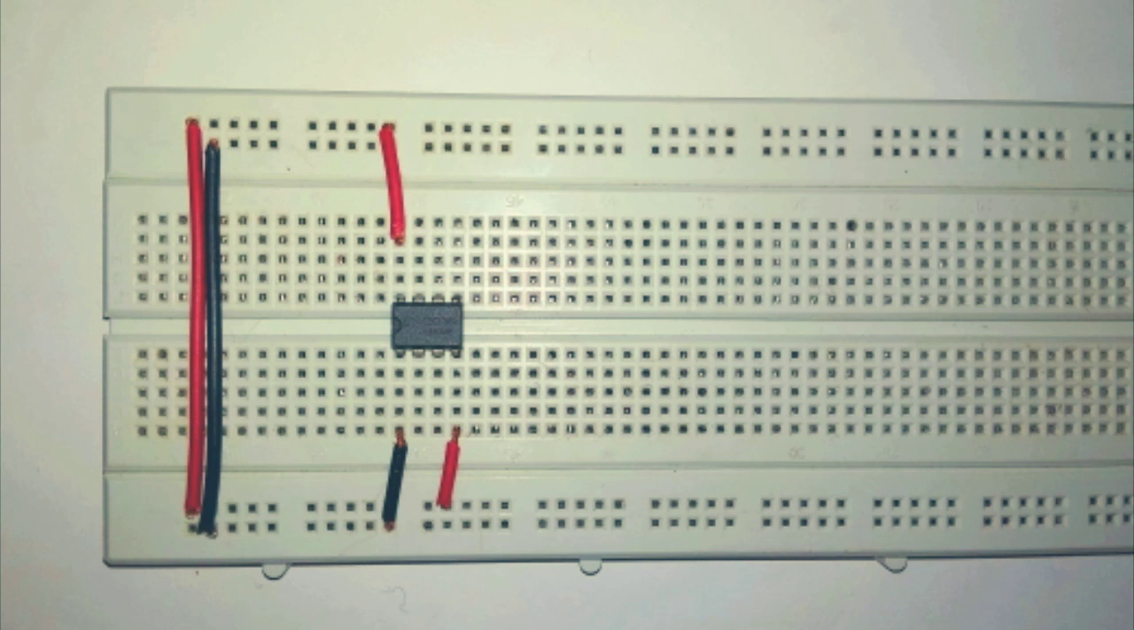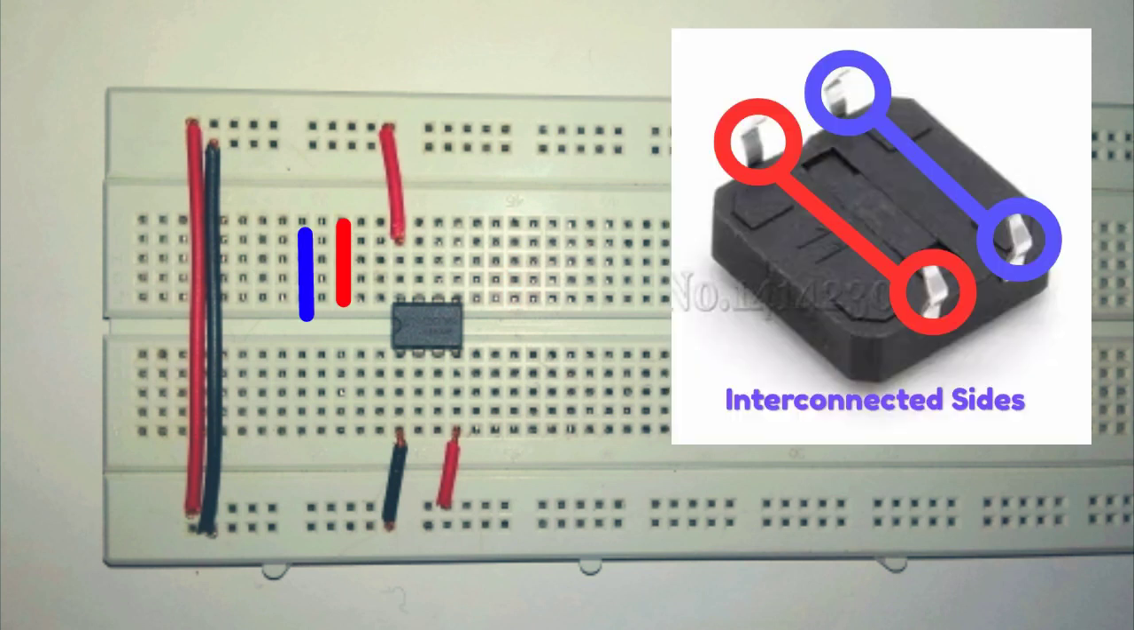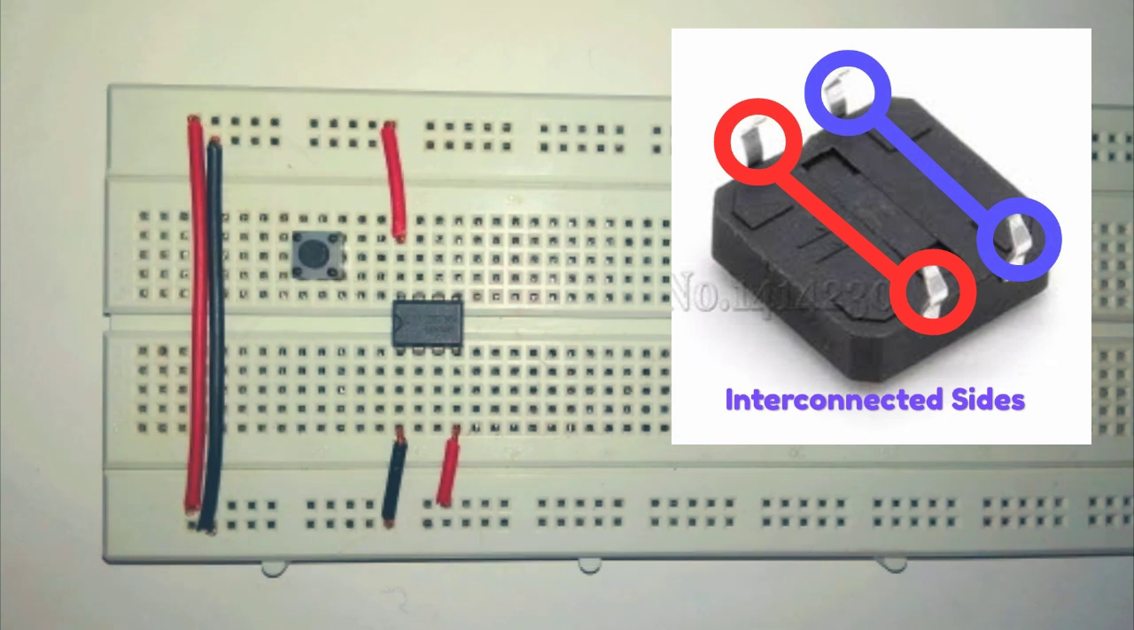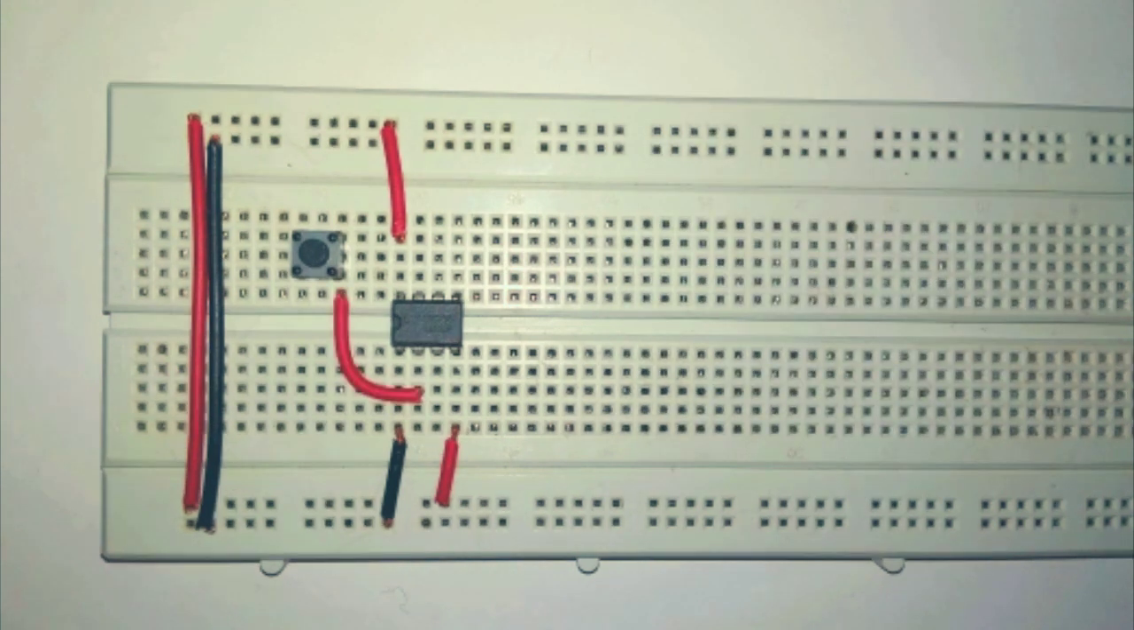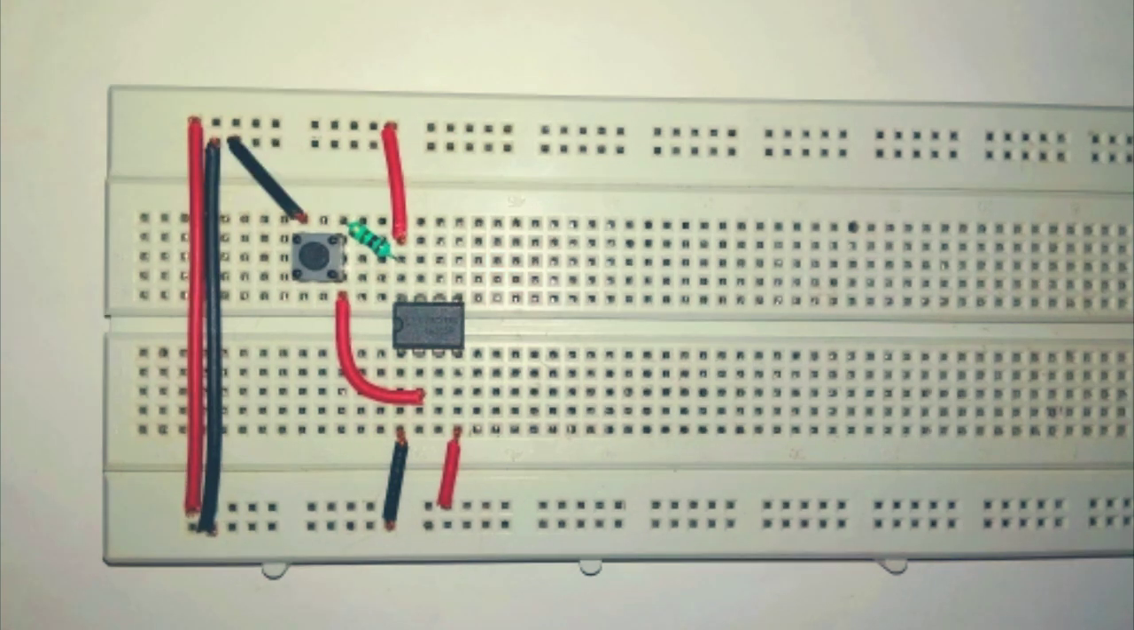Now we need to connect push button on breadboard. But be careful, if you are using push button similar to the image, then make sure that interconnected pins go into the same row of the breadboard. This groove in between separates the interconnected pins of button. Now connect pin 2 of IC to one terminal of button. We need to use a pull-up resistor between same terminal of button and pin 8 of IC. Now connect other terminal of button to negative rail.